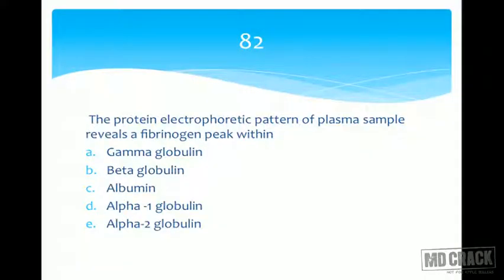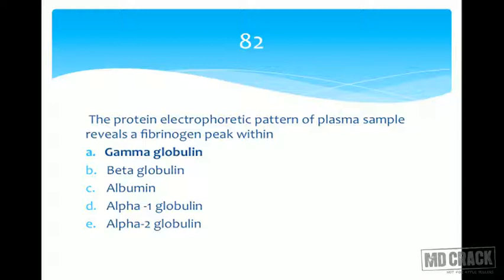Next question. The protein electrophoretic pattern of a plasma sample reveals a fibrinogen peak within. There are two key points here. One, it is a plasma sample. What's the difference between serum and plasma? If blood is drawn into a plain tube and allowed to clot, what will happen? The prothrombin and fibrinogen form the blood clot. When blood clots and we centrifuge, what we get is serum, and this serum will not contain fibrinogen because it has already gone into the clot formation.